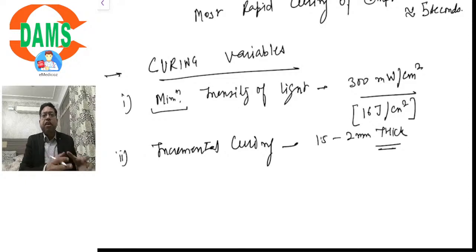Now, if you are doing a large restoration, a large class 2 restoration, or a large restoration in a tooth, then this incremental curing of composites can be tedious. It requires multiple increments to be placed. It can be tedious, it can be technique sensitive because we have to maintain isolation for the longer period. Okay. To circumvent these disadvantages, some modern bulk fill composites are available.